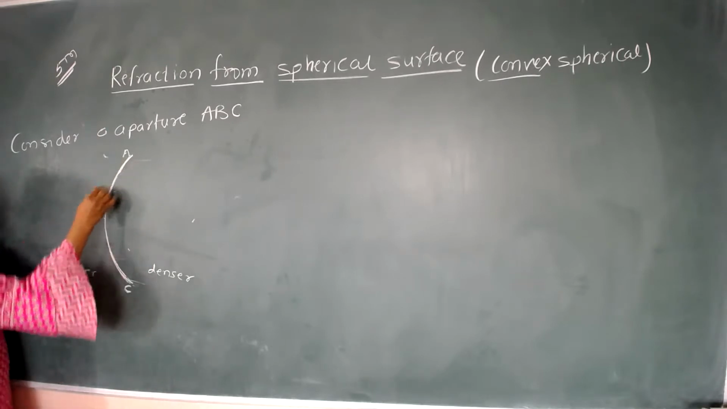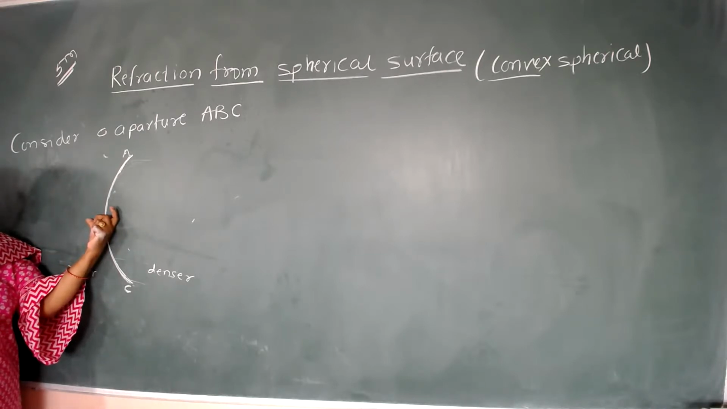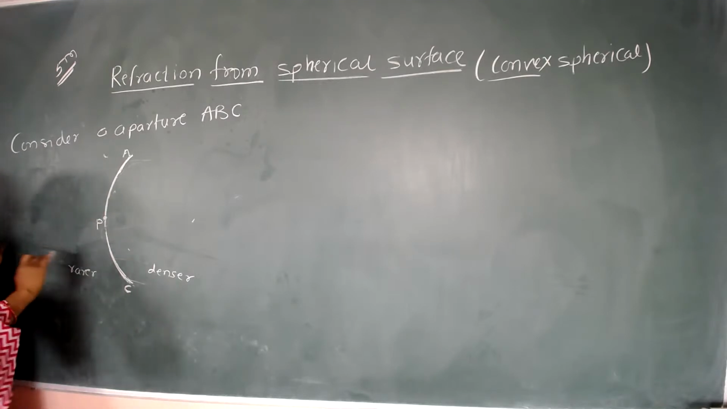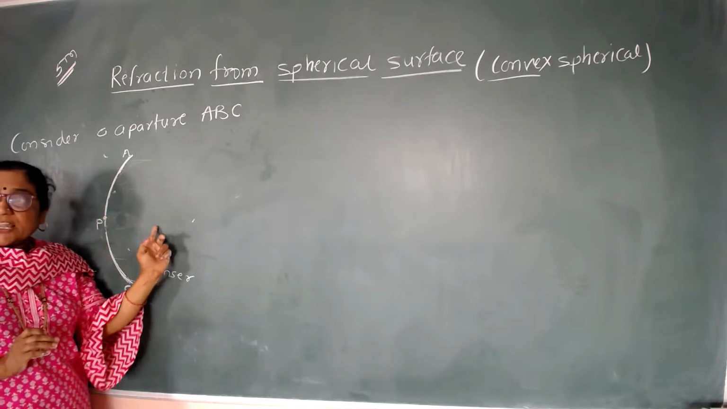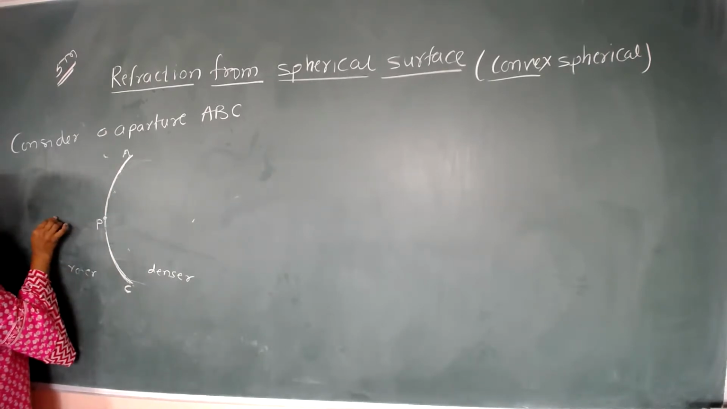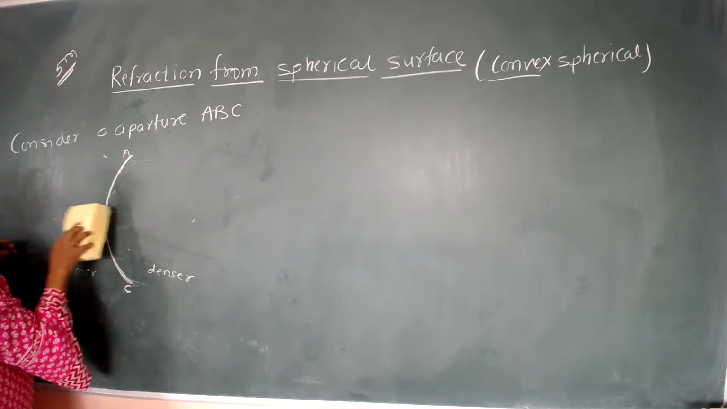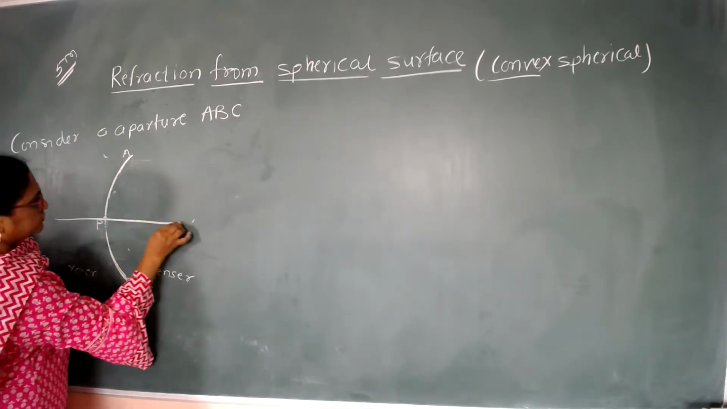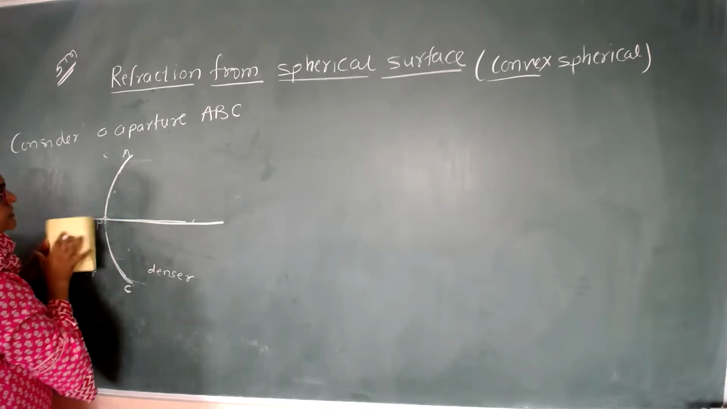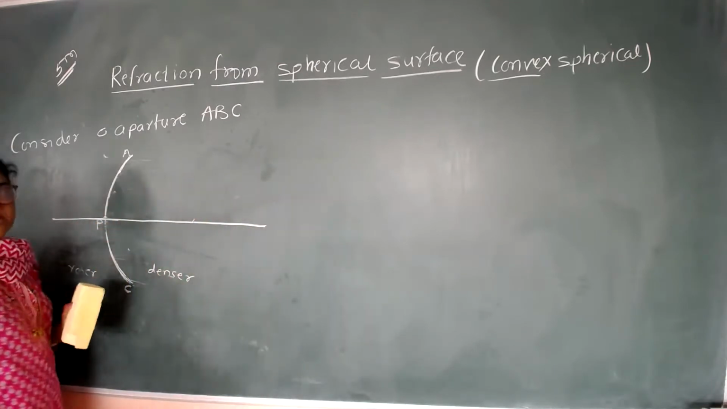Now here we draw ABC, a spherical surface. The midpoint of a spherical surface is known as the pole. This is the pole. A straight line passing through the pole is known as the principal axis. So draw a principal axis. A line which passes through the pole and the center of curvature is known as the principal axis. So this is the principal axis.